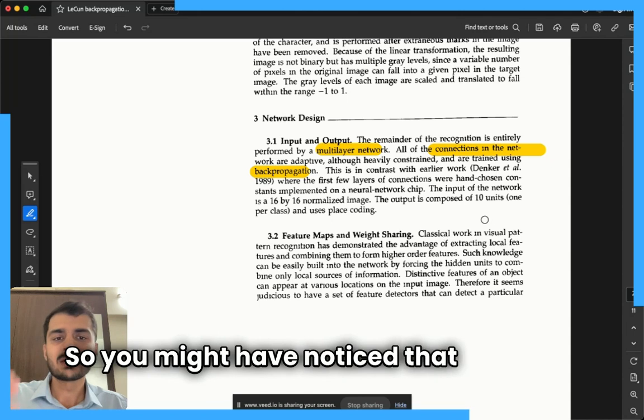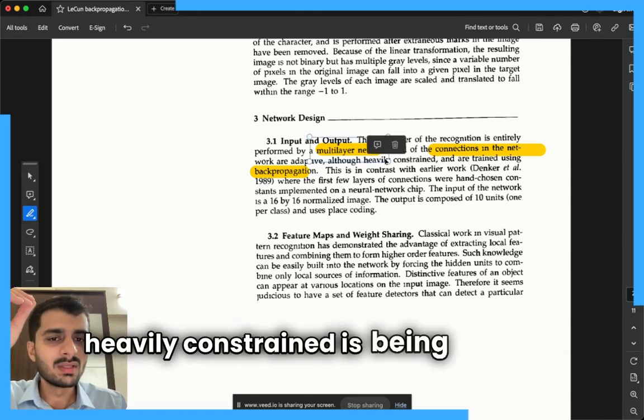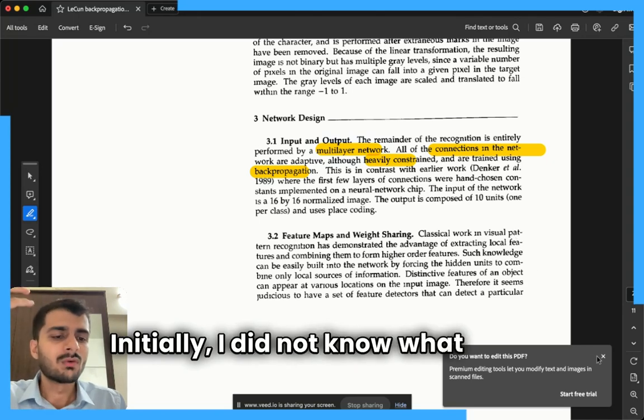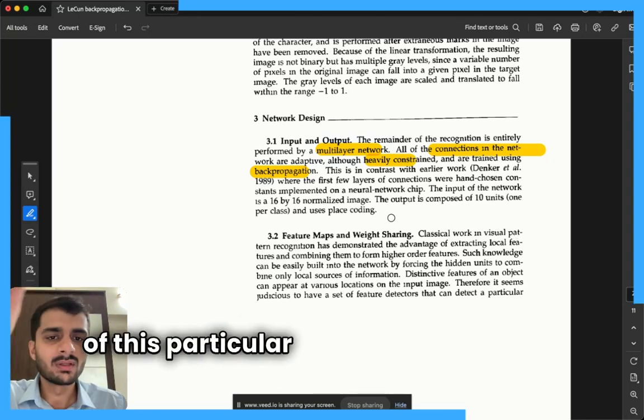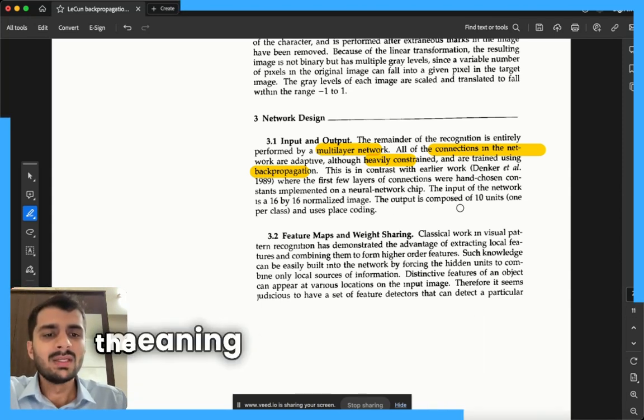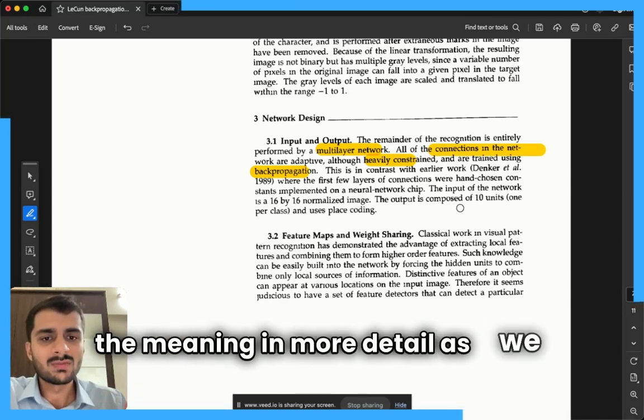You might have noticed that this word "heavily constrained" is being repeated multiple times. Initially, I did not know the meaning of this particular word, but we'll come to the meaning in more detail as we go along.